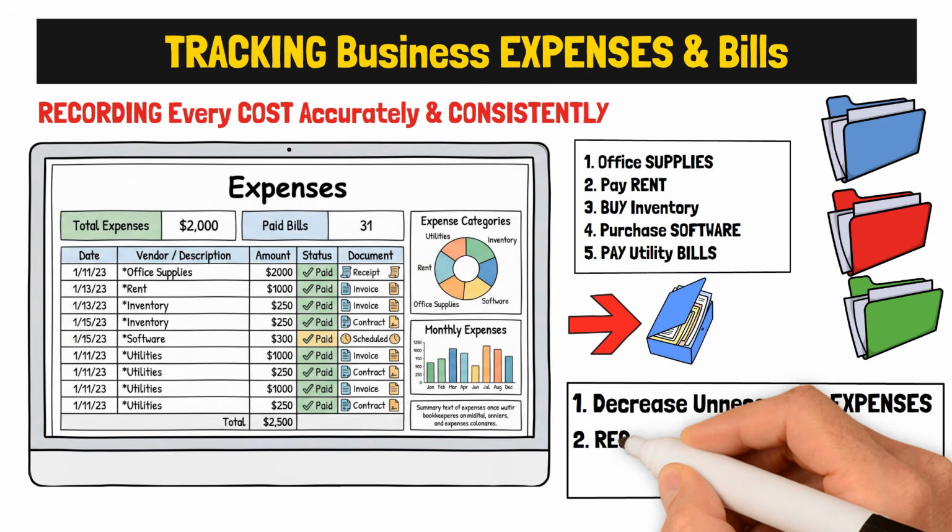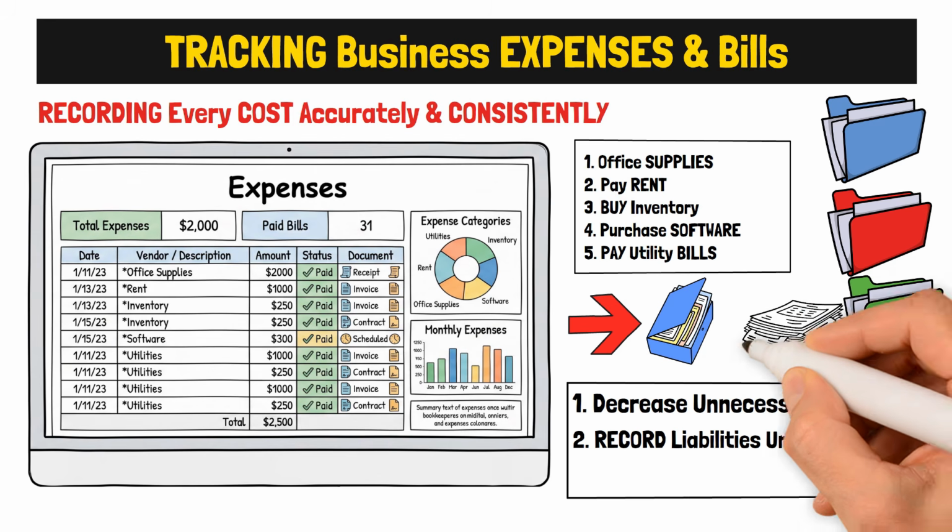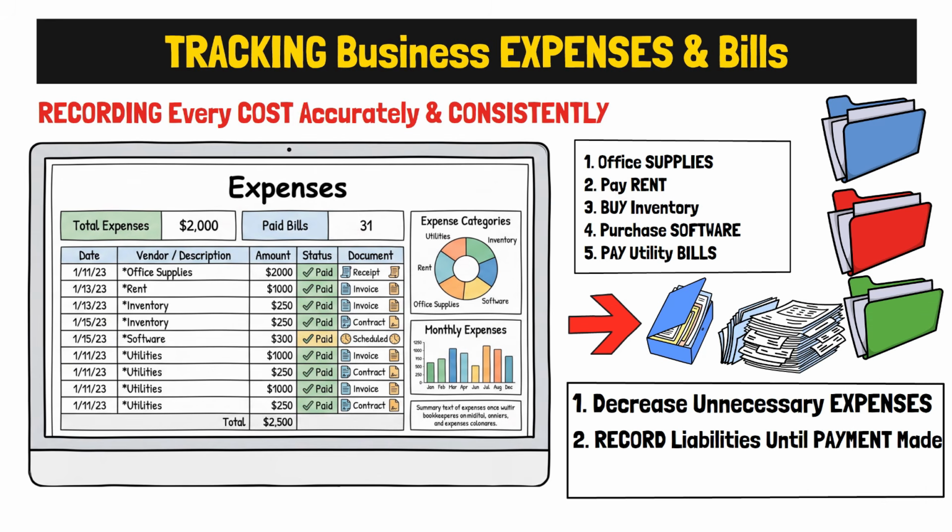Bills that remain unpaid should also be recorded as liabilities until payment is made. This prevents forgotten obligations and gives you a complete picture of upcoming cash requirements. Establish a routine for reviewing recurring expenses such as subscriptions, insurance, internet services, equipment leases, and maintenance contracts. Some costs may no longer provide value and can be reduced or eliminated.